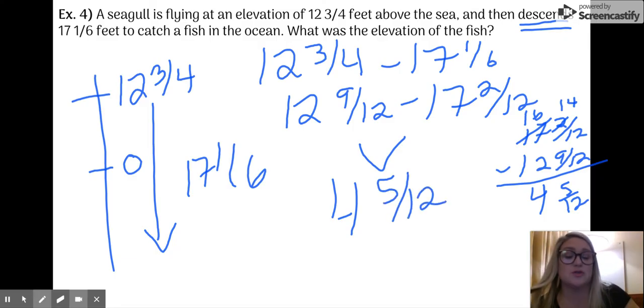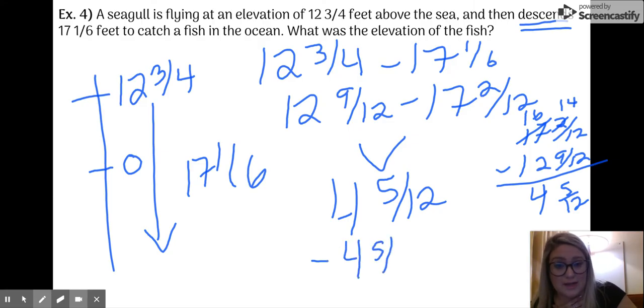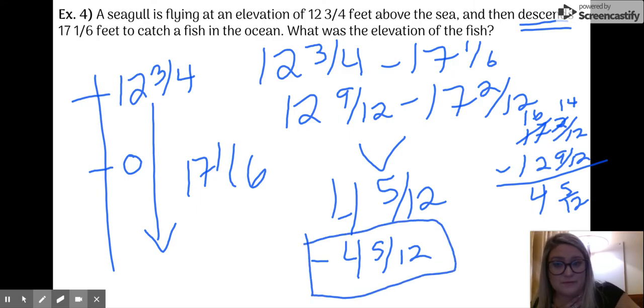Now, did you catch what I forgot to do that I did in the previous problems? Look back at the problem. 12 3/4 minus 17 1/6. Do I have more positive values or more negative values? Should my answer be positive or should my answer be negative? In this case, we had more negatives, so now we know that the seagull has dove into the water to catch this fish. So negative 4 5/12 feet, or 4 5/12 feet below sea level.